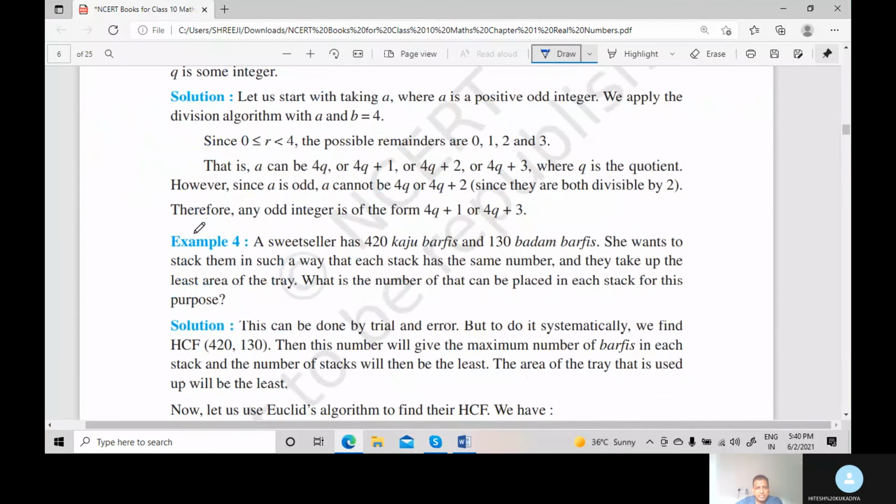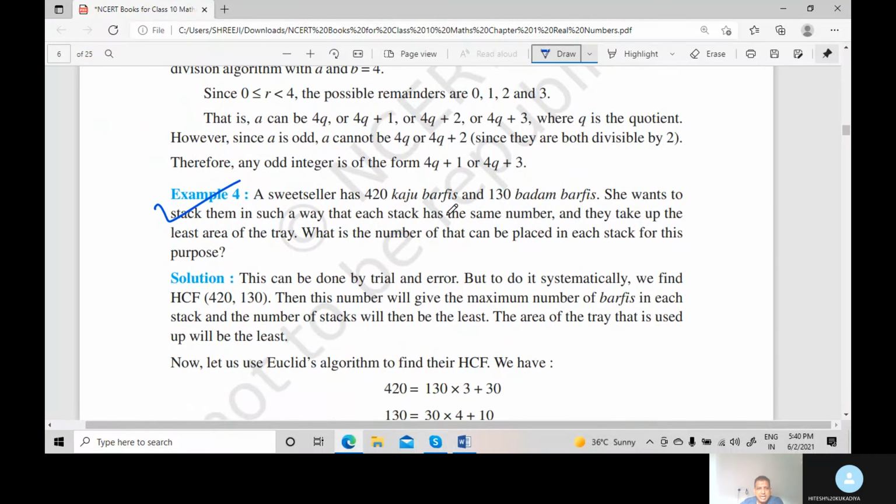Next we discuss example number 4. Look, example number 4: a sweet seller has 420 Kaju Barfi and 130 Badam Barfi. Here there are 2 types of Barfi, Badam and Kaju. She wants to stack them in such a way that each stack has the same number. Suppose 1st stack, 2nd stack, 3rd stack. Here the maximum number of Kaju Barfi and Badam Barfi.